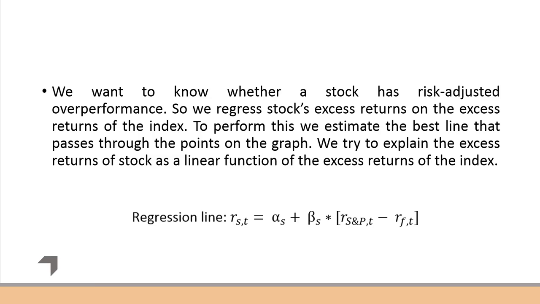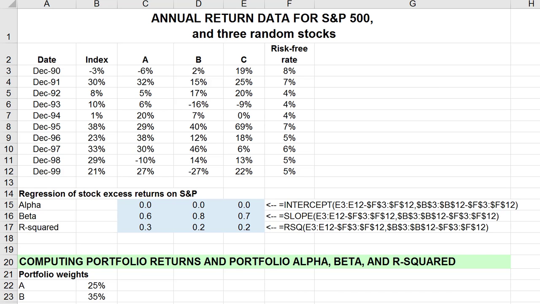Now in this spreadsheet, we have annual return data for the S&P 500 and 3 random stocks. We call them A, B, and C. And we've got the risk-free rate of return, which is equal to the 1-year Treasury bill rate of return. The regression of the stock excess returns on the S&P 500 is done here. We've calculated alpha, beta, and R squared. And the formula which we used is the INTERCEPT function of Excel.